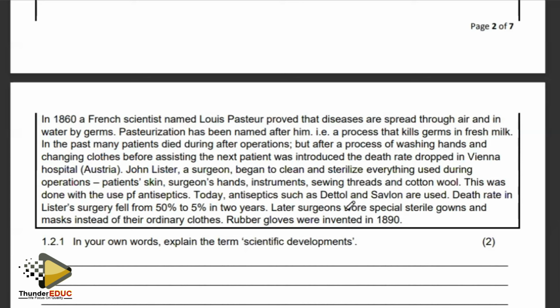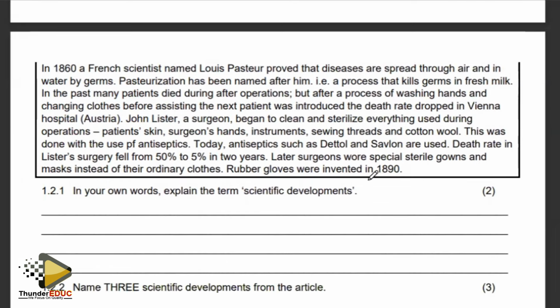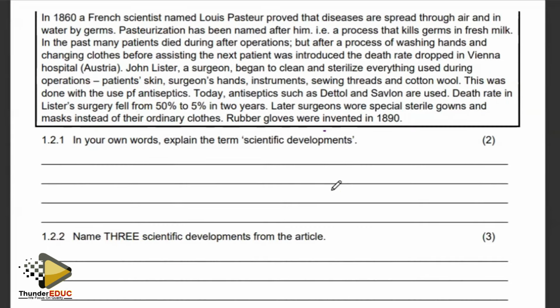In the past, many patients died after operations, but after a process of washing hands and changing clothes before assisting the next person was introduced, the death rate dropped in Vienna Hospital, which was in Austria. Joseph Lister, a surgeon, began to clean and sterilize everything used during operation: patient skin, surgeon hands, instruments, sewing thread, and cotton wool. This was done with the use of antiseptics. Today, antiseptics such as Dettol and Savlon are used. Death rate in Lister's surgery fell from 50% to 5% in 2 years. Later, surgeons wore special sterile gowns and masks instead of their ordinary clothes. Rubber gloves were invented in 1890.